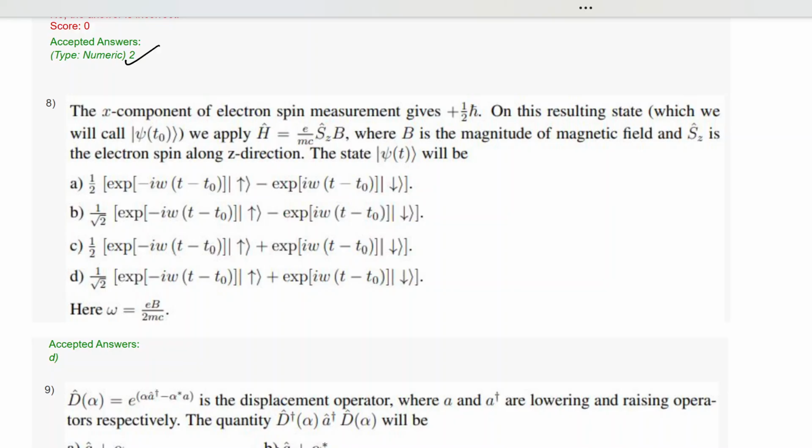So in this case, you have to take the main state psi t naught, and then you have to operate on it the time evolution operator, U operator, so that you get a state at a later time, which is psi t.